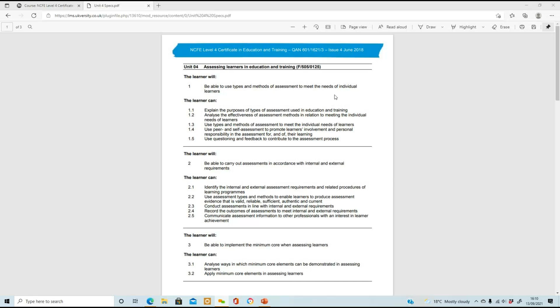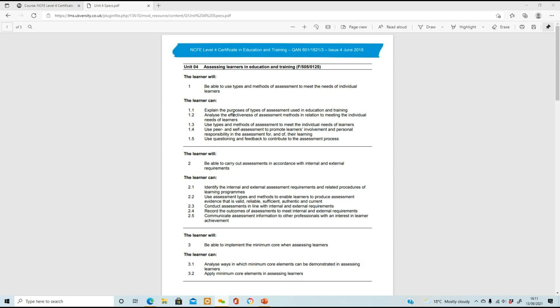So onto here, we've got 5 assessment criteria. The whole learning outcome is be able to use types and methods of assessment to meet the needs of individual learners. So we're just going to go 1.1, explain the purposes of types of assessments used in education and training. 1.2, analyze the effectiveness of assessment methods in relation to meeting the individual needs of learners.